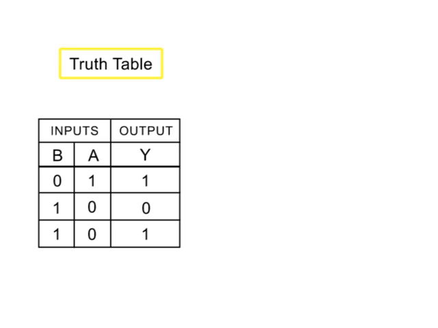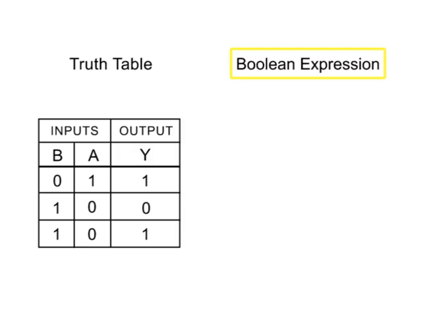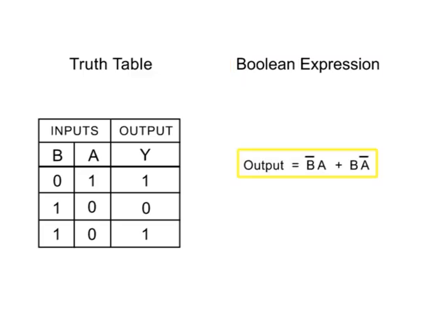A truth table is used to describe the relationships of inputs and outputs of a logic circuit in a tabular or table format. A Boolean expression can be used to describe the relationships of inputs and outputs in mathematical form and can be used as a convenient method of describing how a logic circuit functions. In electronics, there is often a need to translate data in a truth table to a Boolean expression.